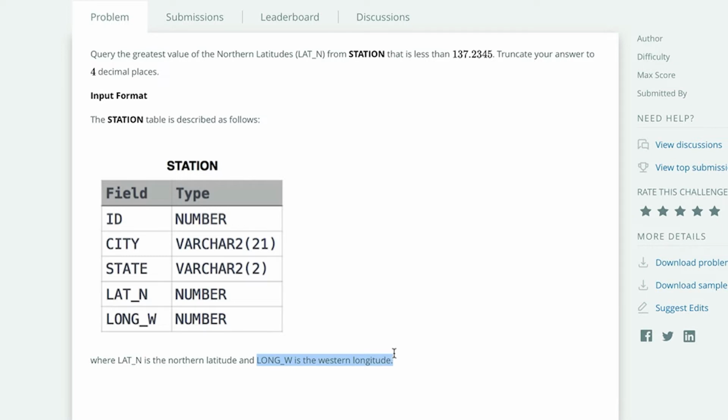Now look at the first problem. The problem statement is: query the greatest value of the northern latitudes, LAT_N, from STATION that is less than 137.2345. Truncate your answer to 4 decimal places. In this question, we will use the truncate function.